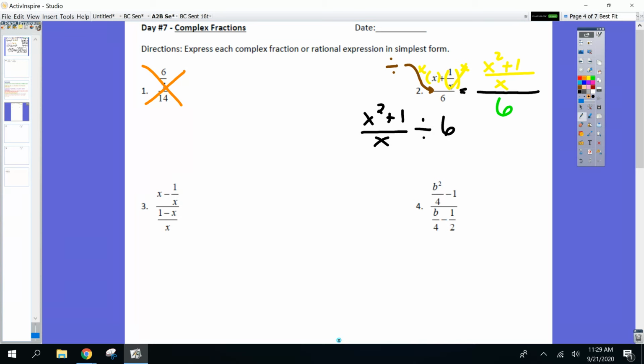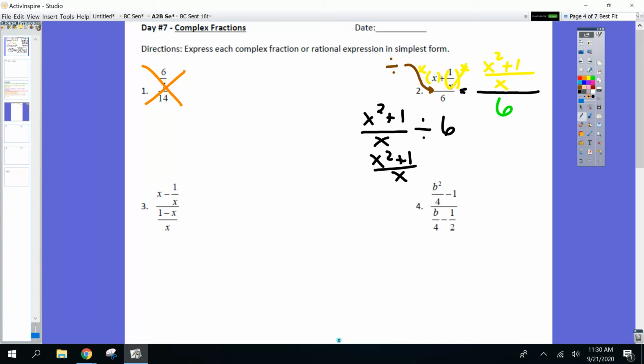You guys remember last week we did a bunch of these. What's the rule when you divide? Catherine? Sorry, Katie. Flip, switch. Okay, what do I do with the x squared plus 1 over x? You keep it. Nothing. Nothing. All right? X squared plus 1 over x.